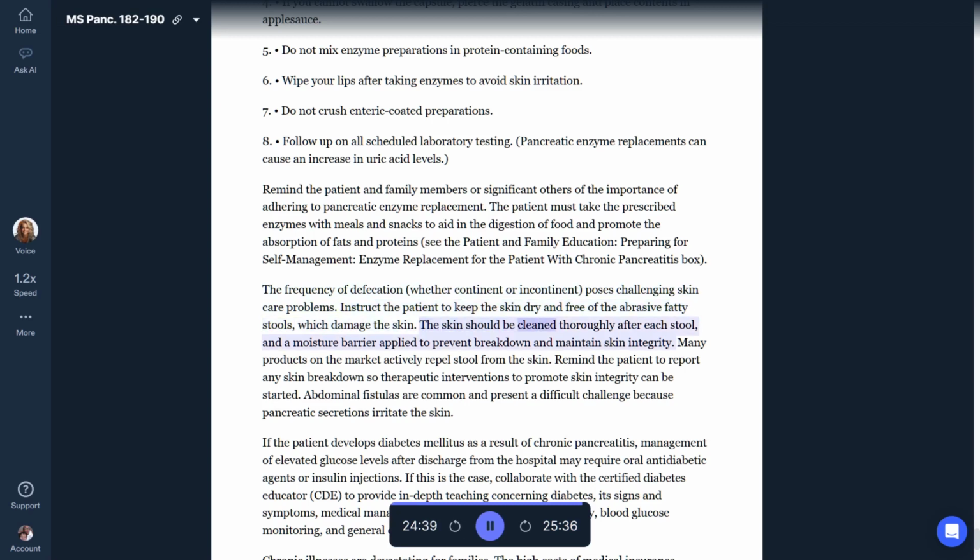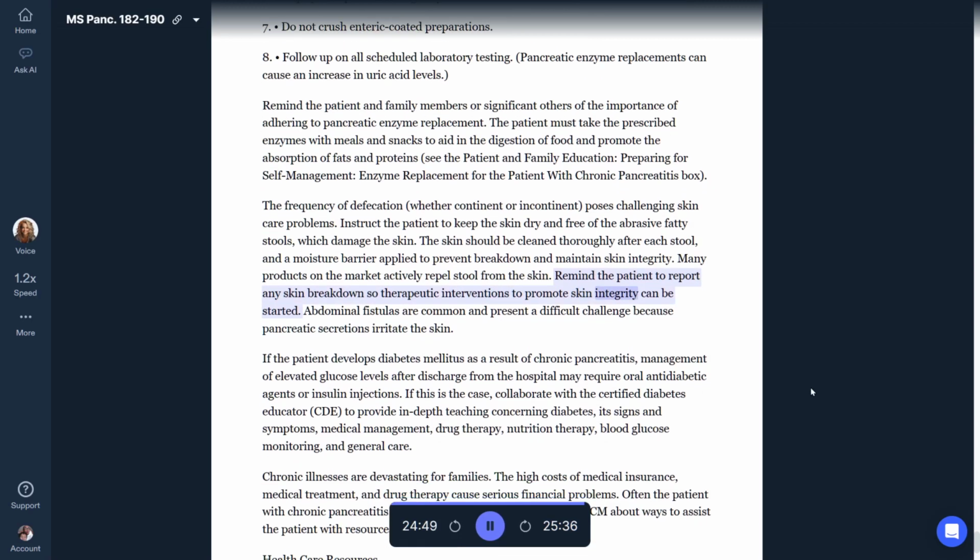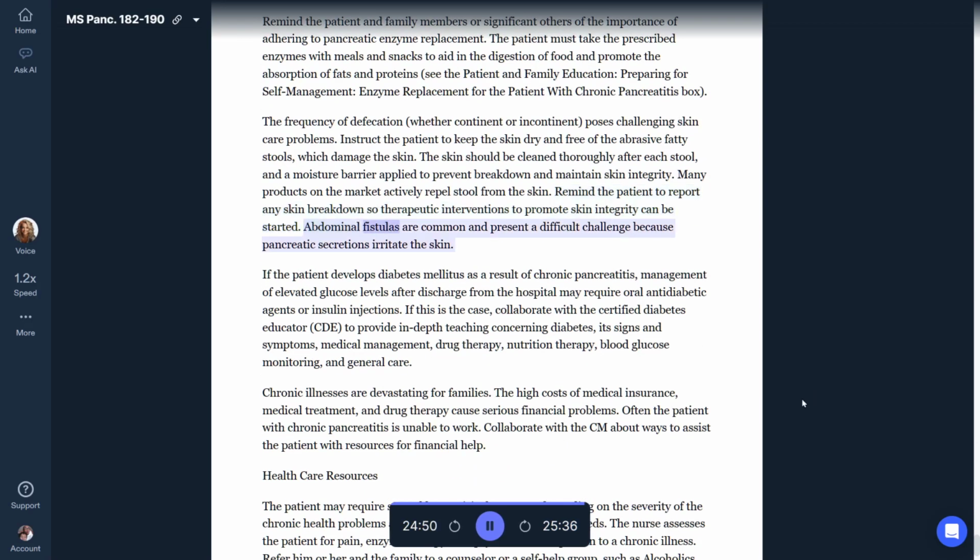The skin should be cleaned thoroughly after each stool, and a moisture barrier applied to prevent breakdown and maintain skin integrity. Many products on the market actively repel stool from the skin. Remind the patient to report any skin breakdown so therapeutic interventions to promote skin integrity can be started. Abdominal fistulas are common and present a difficult challenge because pancreatic secretions irritate the skin.